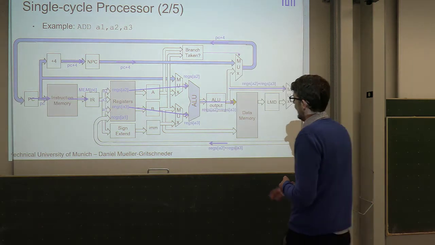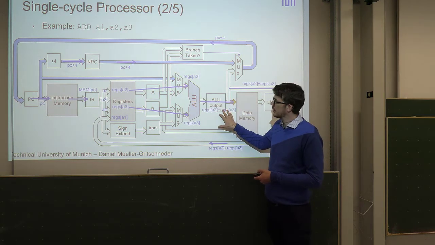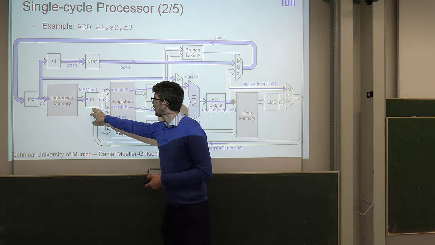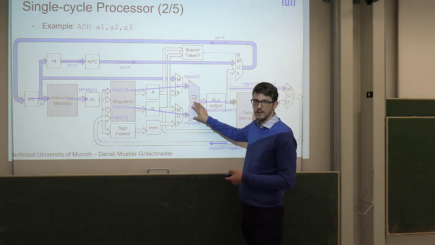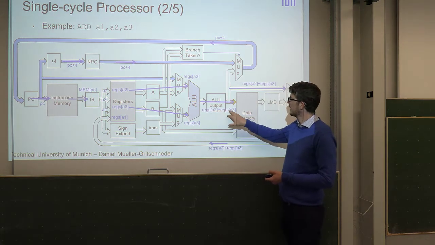And in the next step, the ALU would do the addition, right? So it would know, okay, this is an addition. There's, of course, some control logic behind it, right? Because the instruction decode has to somehow forward to the ALU that this is now an addition. So this is left out in this picture. And you get the result back.